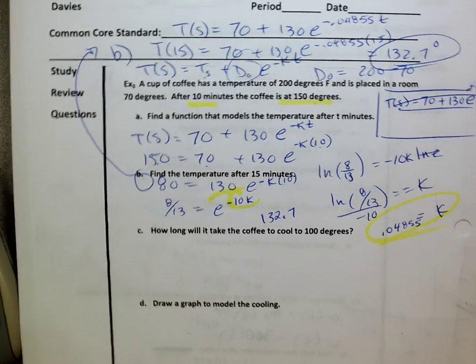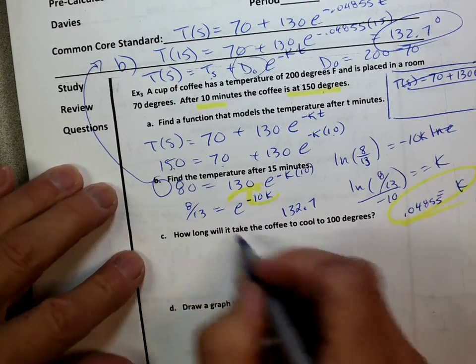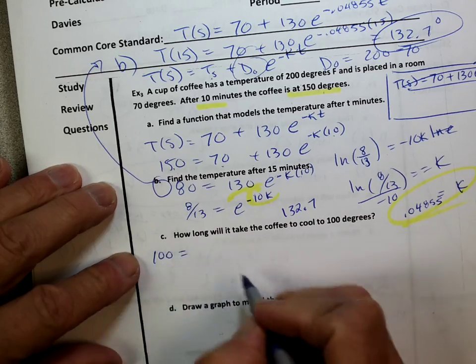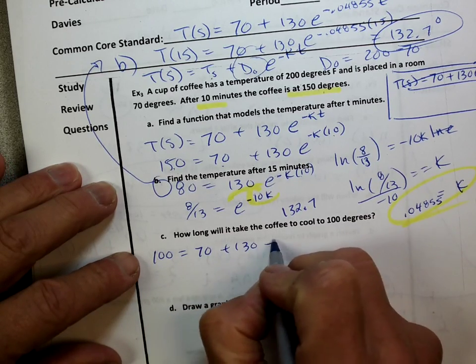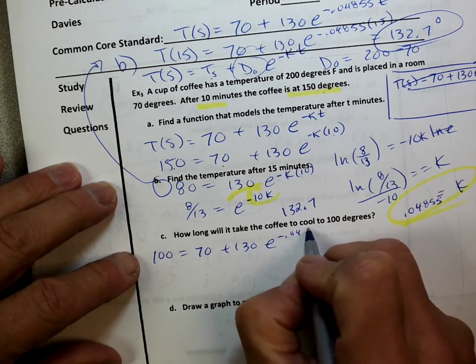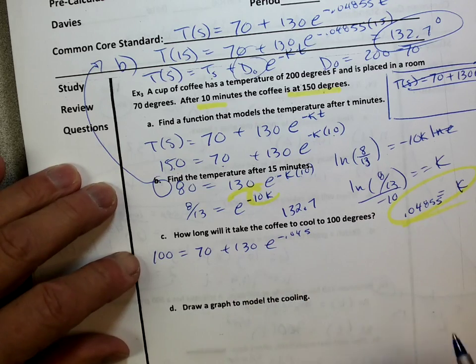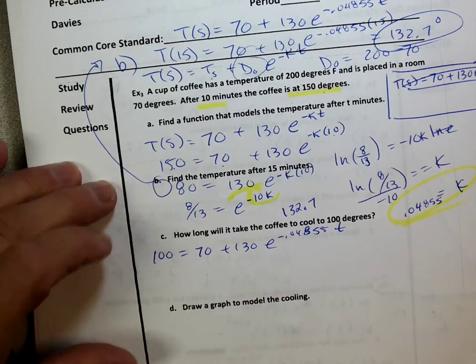It's cooling down. Okay, now, how long will it take the coffee to cool to 100 degrees? We're not at 100 degrees yet, but we're thinking, boy, I'm not drinking my coffee until it's 100 degrees, otherwise it's going to burn my lips, right? So how long is that going to take? Let's set it equal to 100. So 100 equals 70 plus 130 e to the negative 0.04855t, and we just need to solve for t.